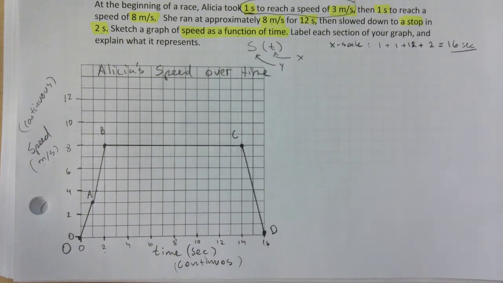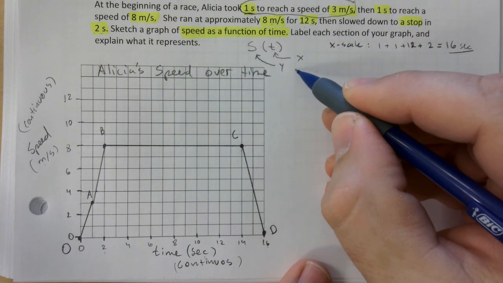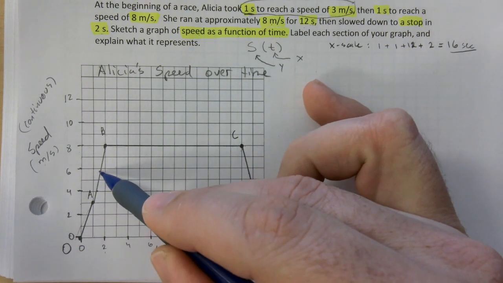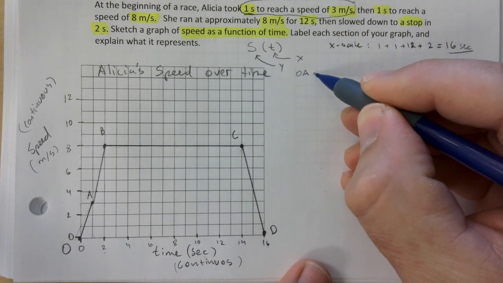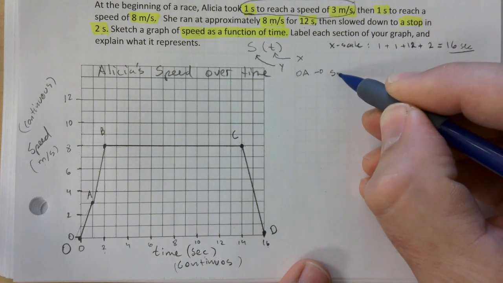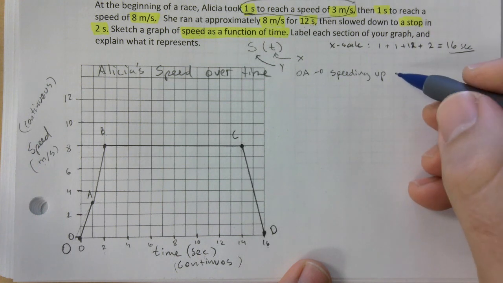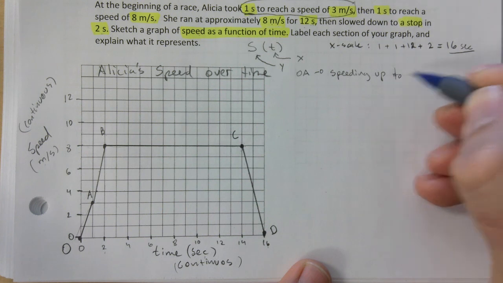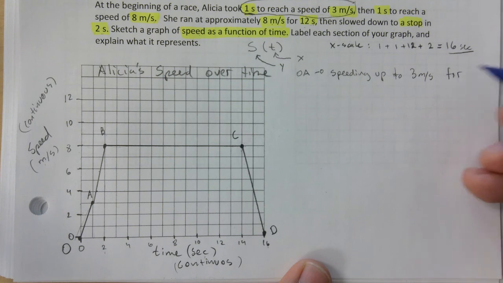Because things are changing as you go along the x-axis. Time is accumulating, right, over time. So from O to A, now let's describe this section here because it's steeper here than here, right? You can clearly tell. So O to A, speeding up to 3 meters per second for 1 second.